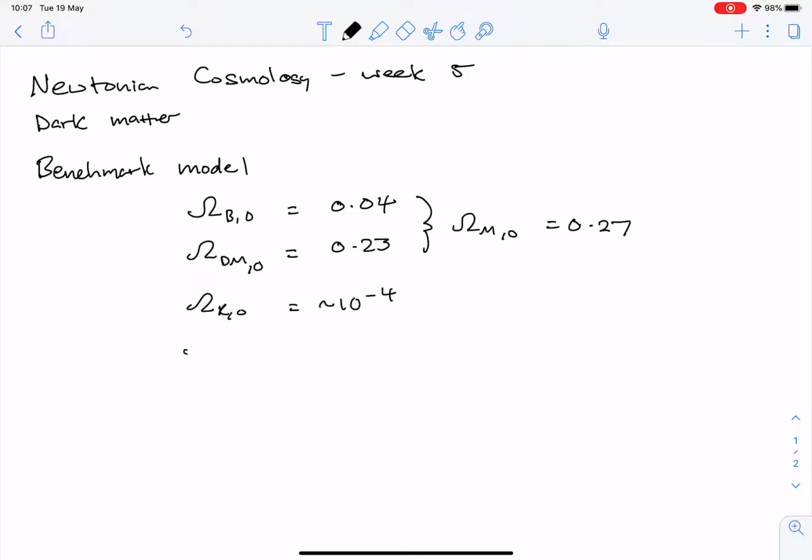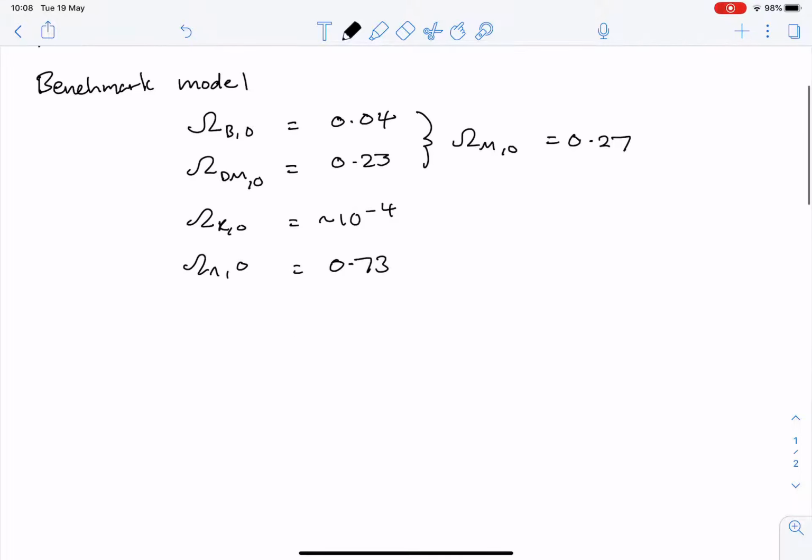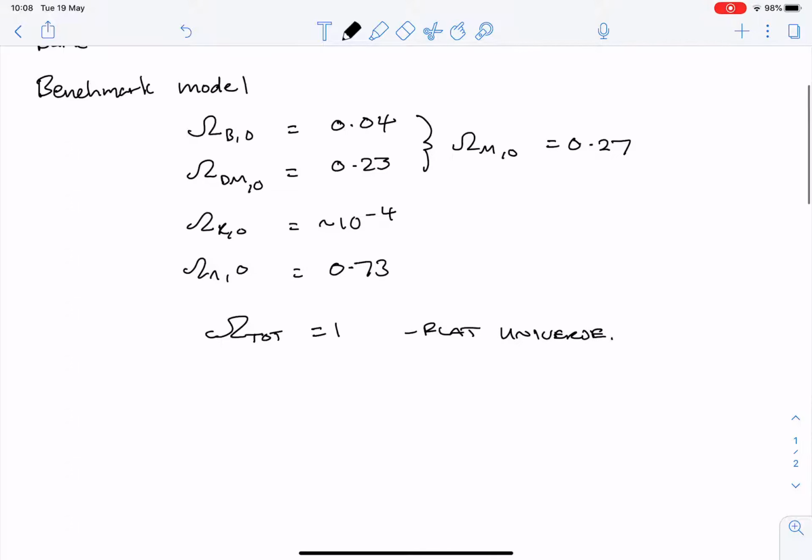And then we have this omega lambda term here, which is 0.73. And that gives us overall a flat universe. And a flat universe is nice, it's easy to compute. And we hold this up. This is a remarkable thing that we've been able to put together this benchmark model of the universe. It's fantastic, except that we don't understand this bit.